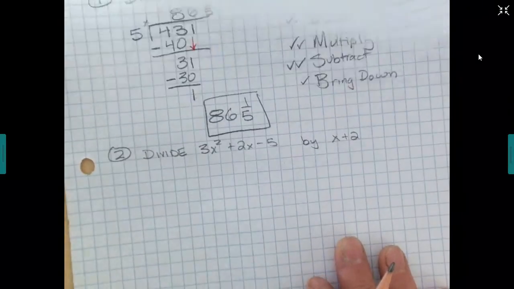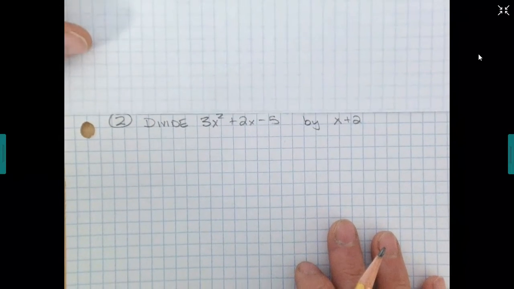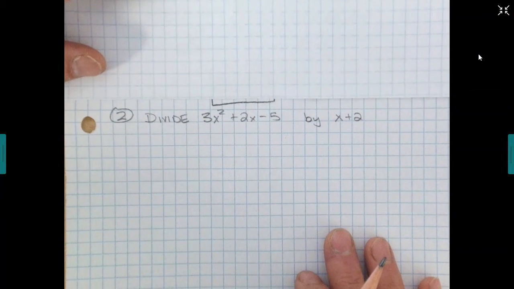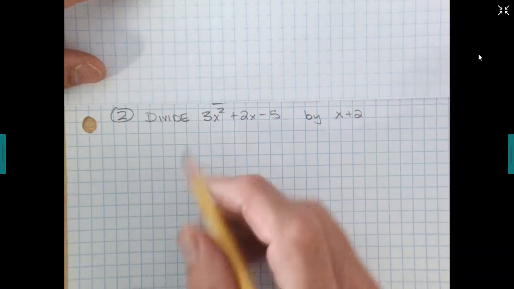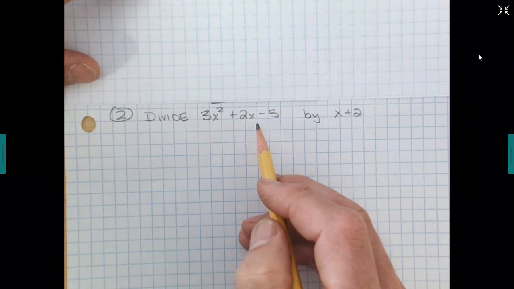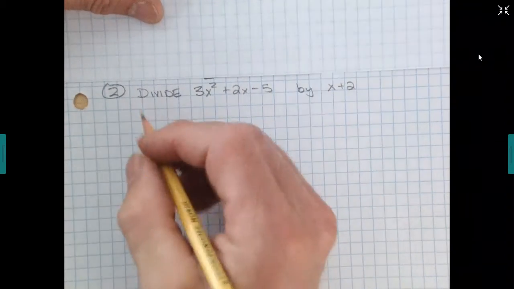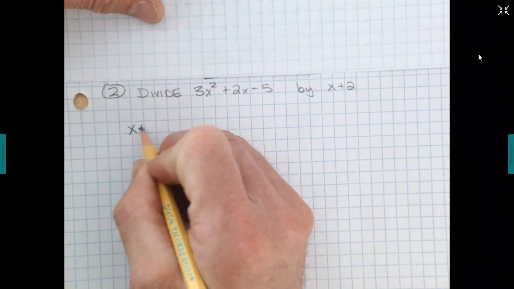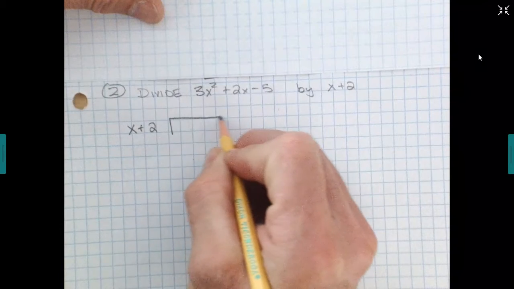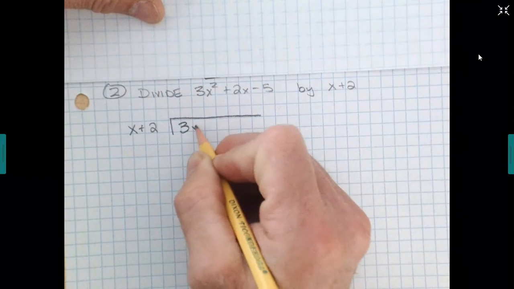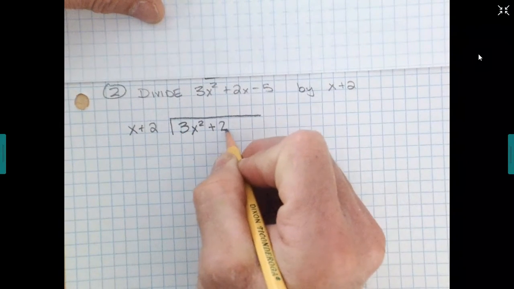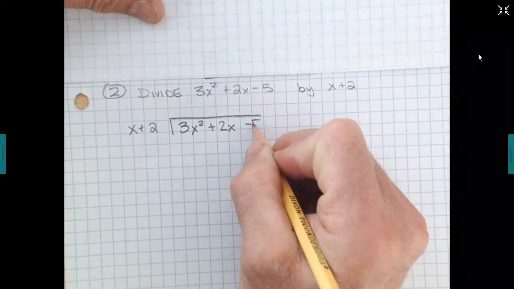So now let's see how that applies when we're dividing polynomials. I'm going to go ahead and get rid of that so it's not distracting. And here we have divide 3x squared plus 2x minus 5 by x plus 2. So I'm going to set it up the same way, x plus 2. And then we're dividing 3x squared plus 2x minus 5.